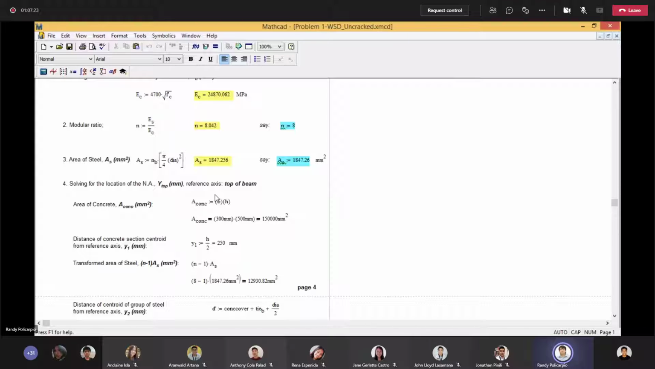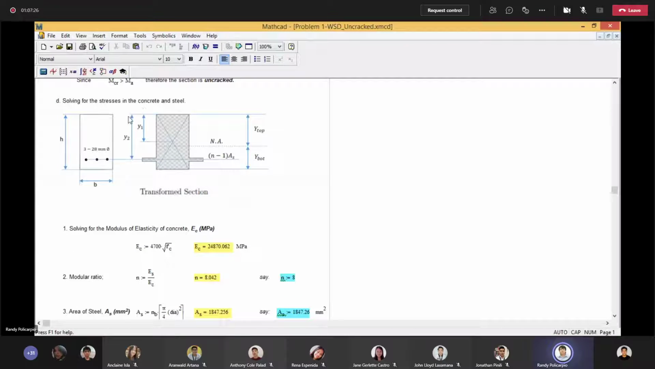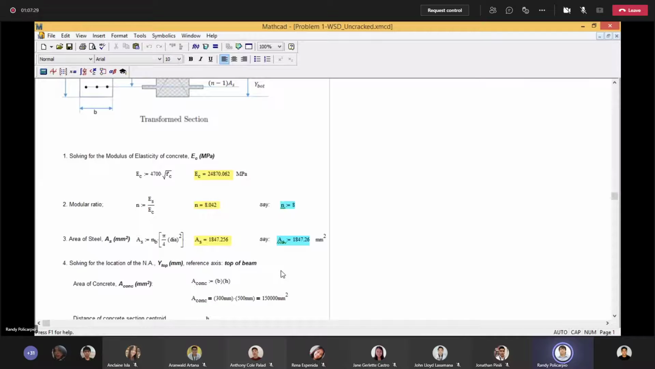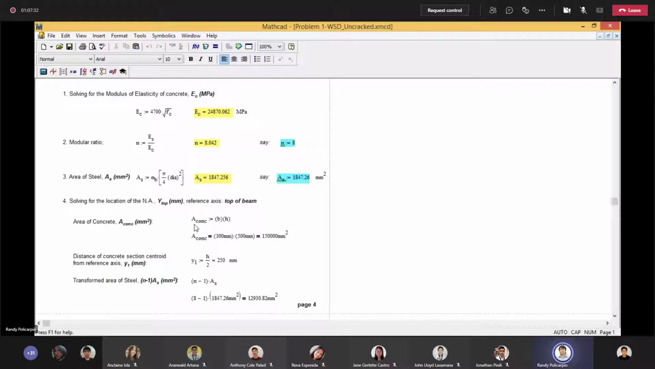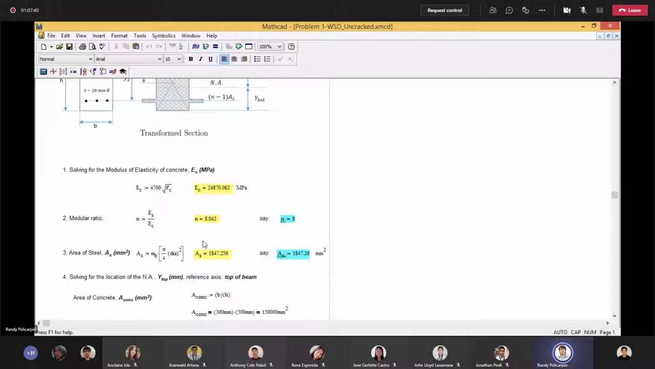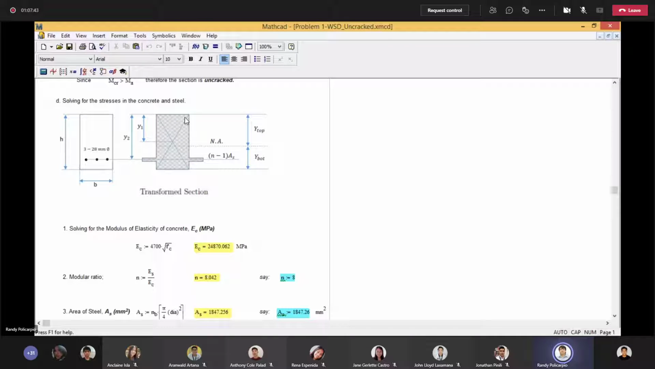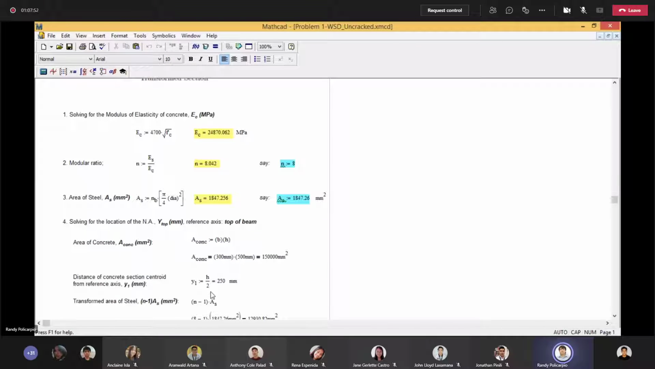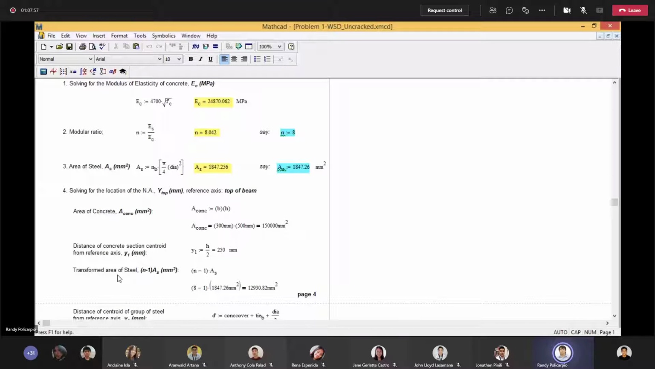So we will refer from the top of the beam. Magre-refer tayo dito sa top ng beam natin. First we need to get the area of the concrete, b multiplied by h, then the location of the centroid of the concrete. So kunin mo lang yung centroid nitong rectangle, which is the mid-height, designated as y1, and y1 is equal to h over 2. So that is 250 millimeter. Then for the transformed area of the steel, making use of As here. So this is the result.